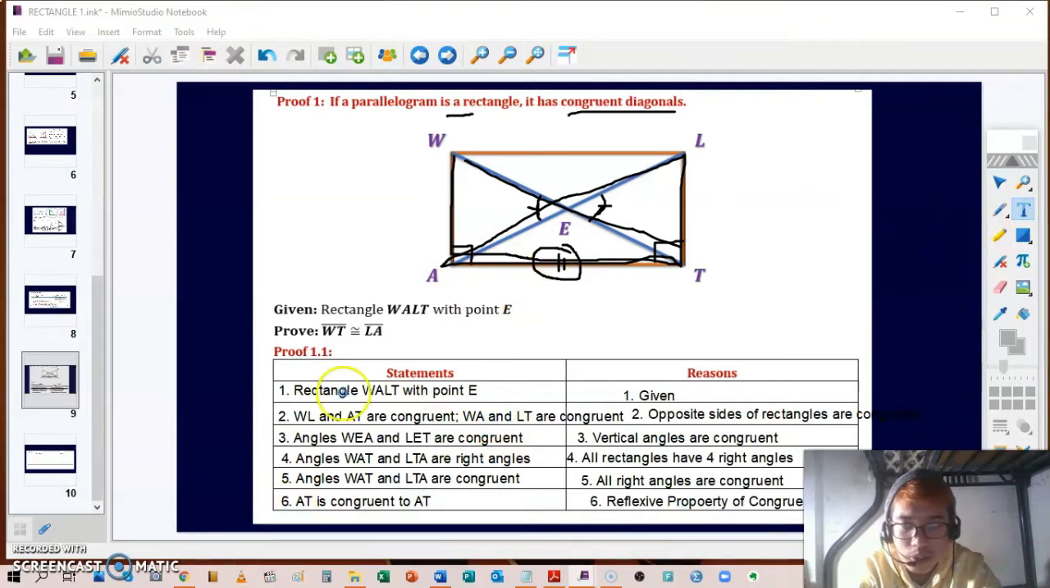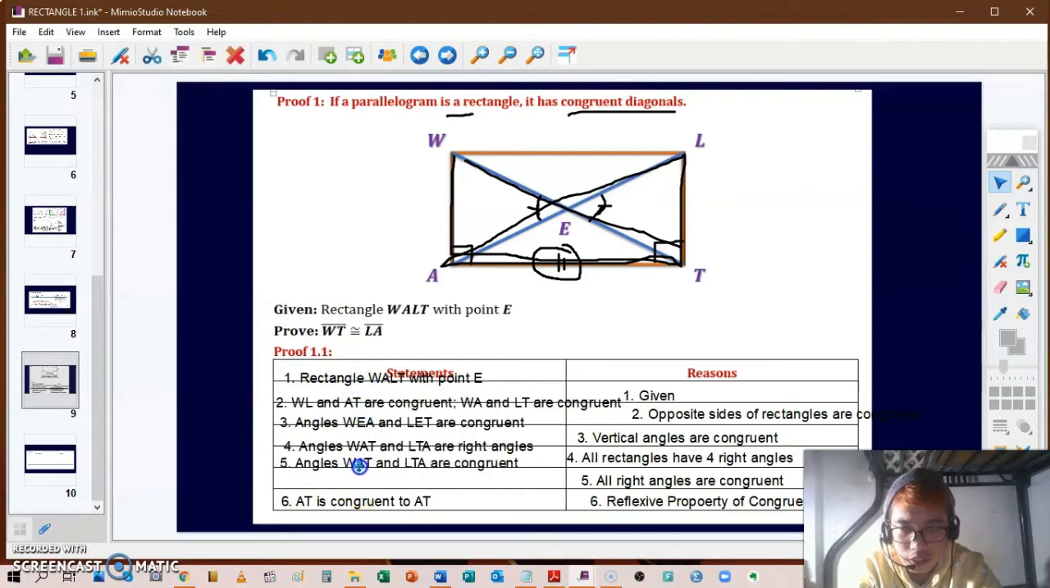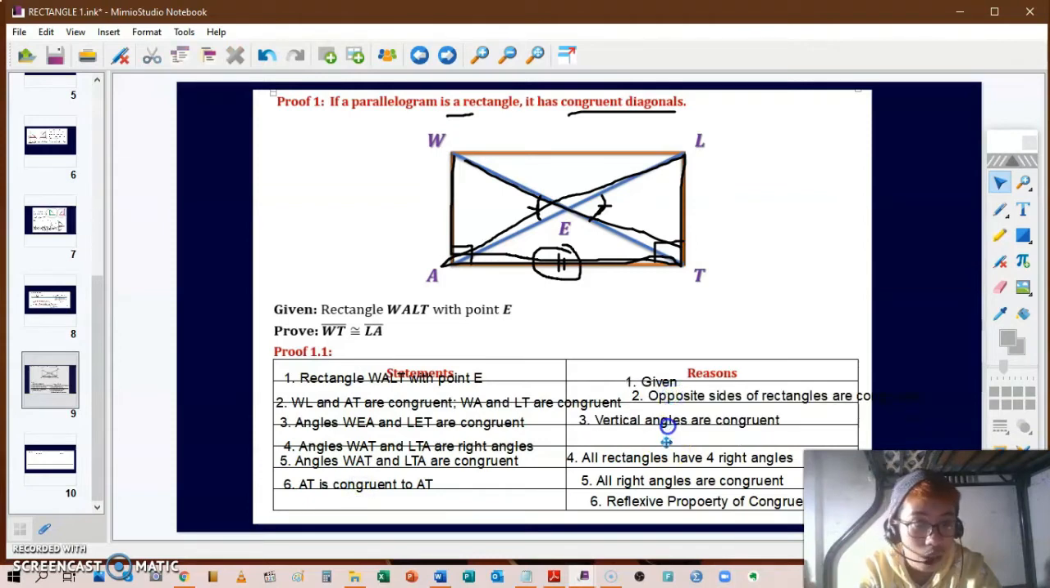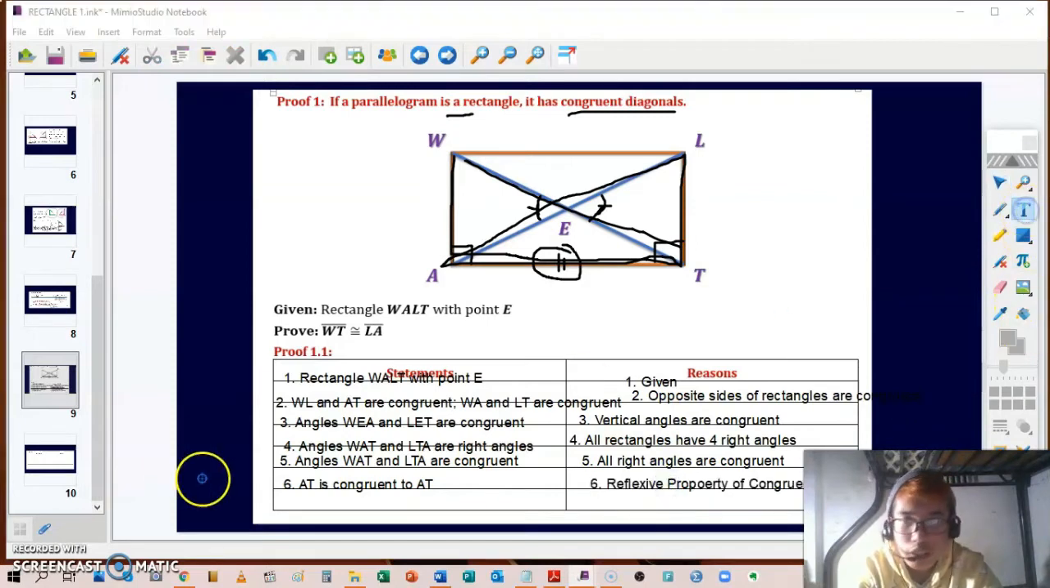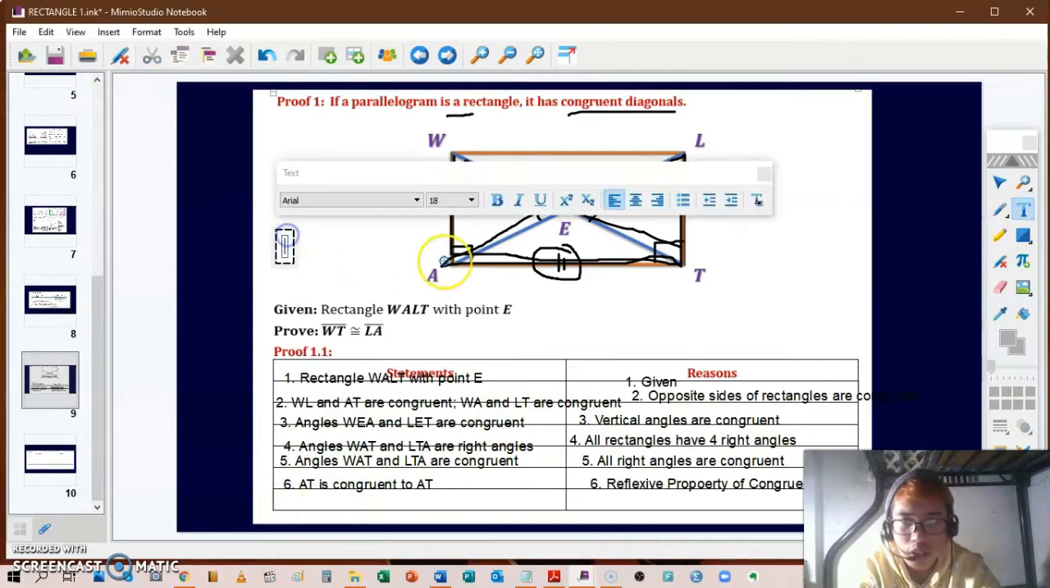triangles, for number 7. Let's try to write here. For number 7 we can now say that the two right triangles are congruent. So let's just write here number 7, right triangles WAT and LTA are congruent.